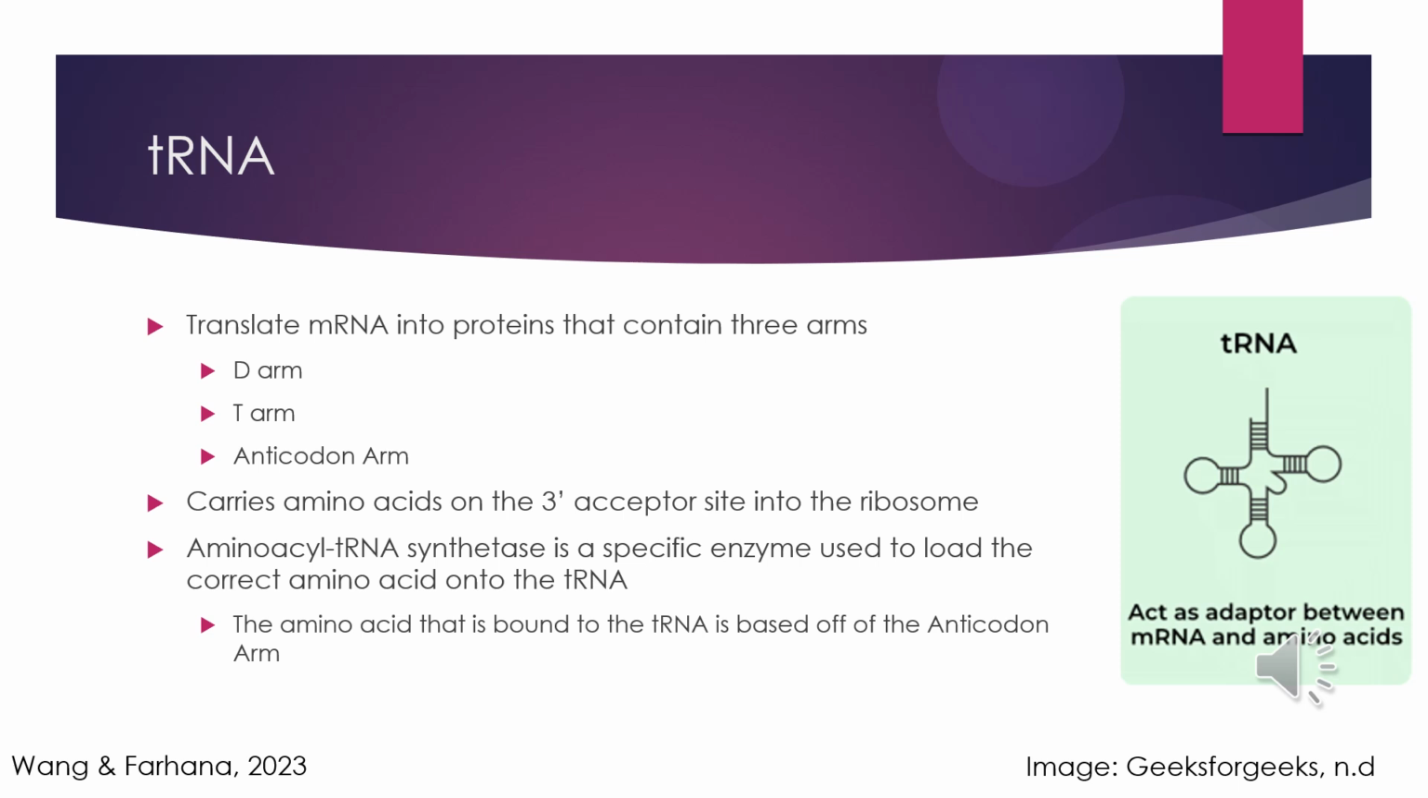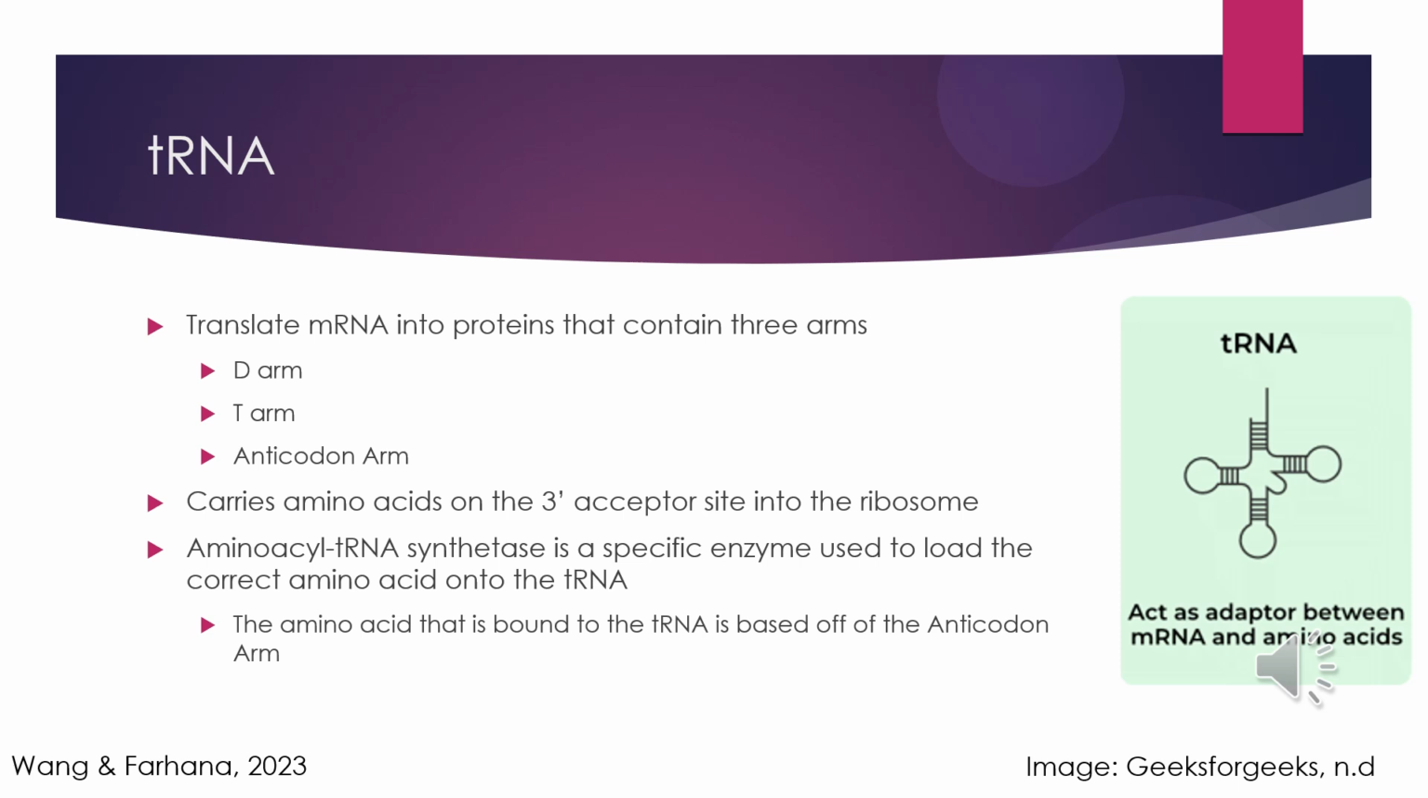Our next RNA is tRNA, also known as transfer RNA. What this guy does is it will translate the mRNA into proteins, and it contains 3 different arms. You can see its general structure over here on the right. It looks like a T, so that's where it got its name. It has the D arm, the T arm, and the anticodon arm. These carry the amino acids on the 3' acceptor site into the ribosome, so it'll be this bottom site here.